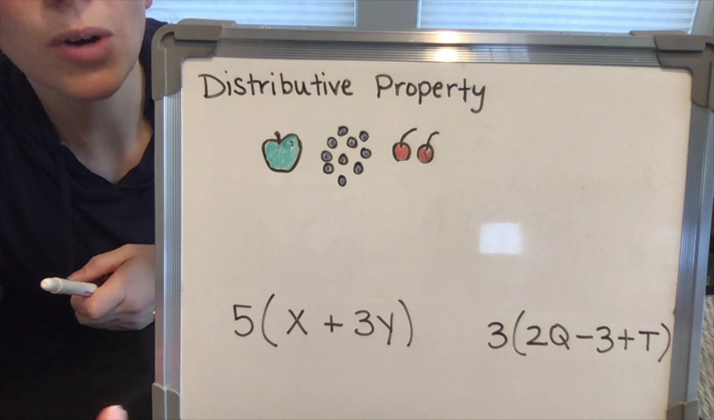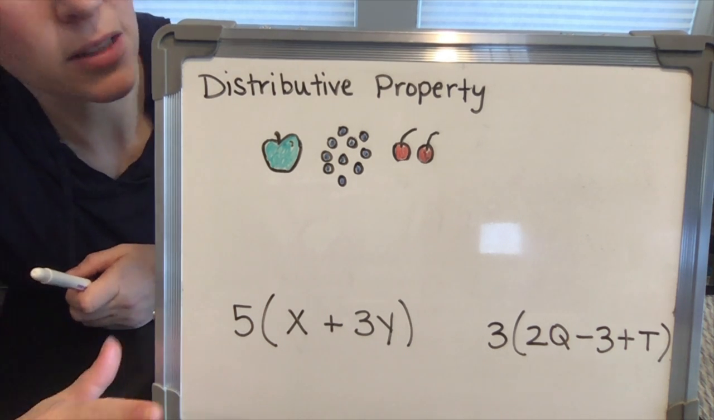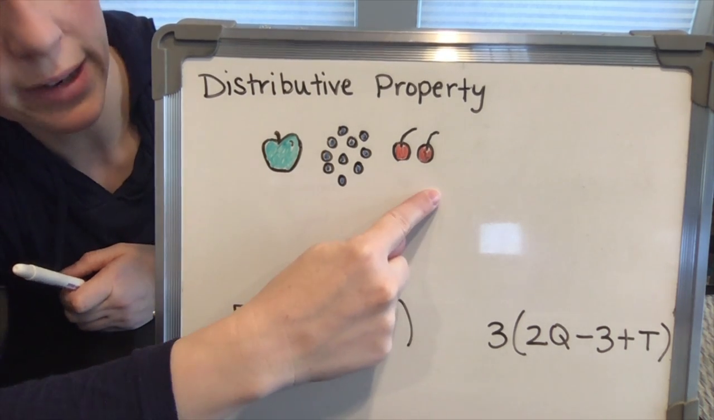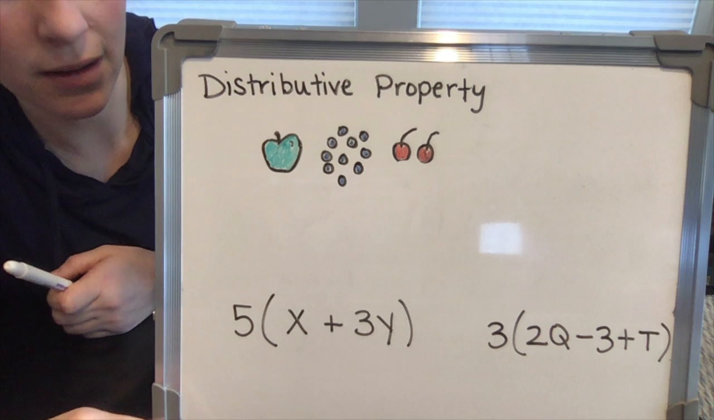So I drew a quick little recipe for some fruit salad. As you can see, we have 1 apple in our recipe. There are 10 blueberries and 2 cherries to make this recipe of fruit salad.